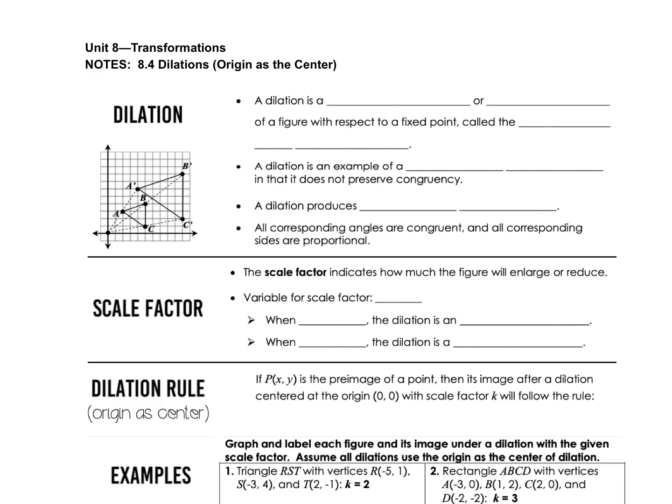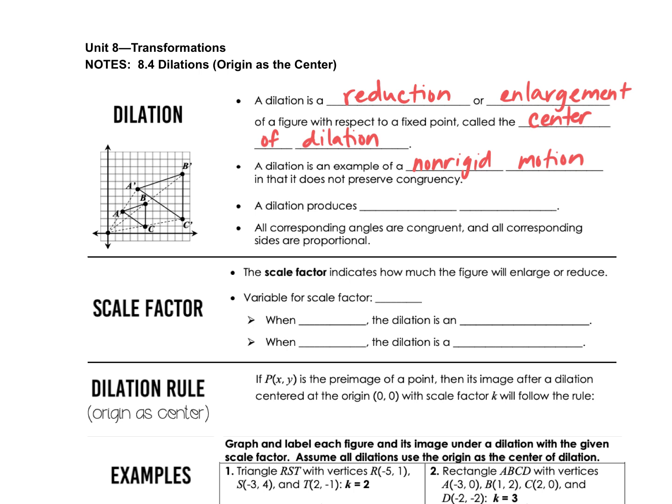A dilation is a reduction or an enlargement of a figure with respect to a fixed point called the center of dilation. A dilation is an example of a non-rigid motion in that it does not preserve congruency.